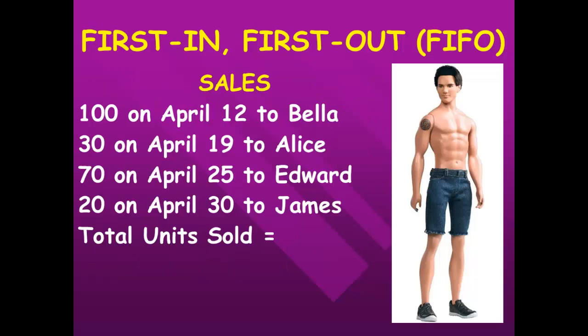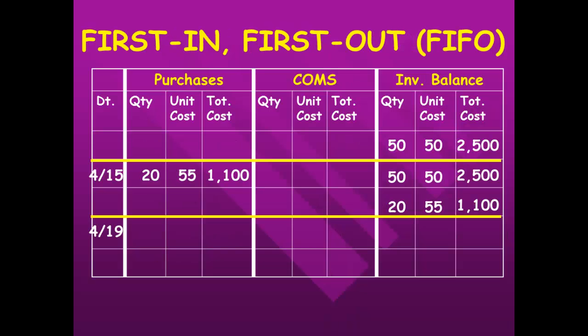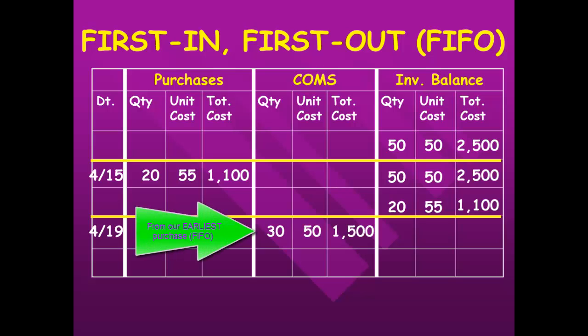Date-wise, what happens next? The sale. I'm going to sell 30 of them. So on the 19th, we sell 30. Using FIFO, I sell the old stuff. Where's the first place you go looking to find those 30? The 50 at 50. How many do I need? Do I need all 50 of those? No, I just need how many? 30 at 50.